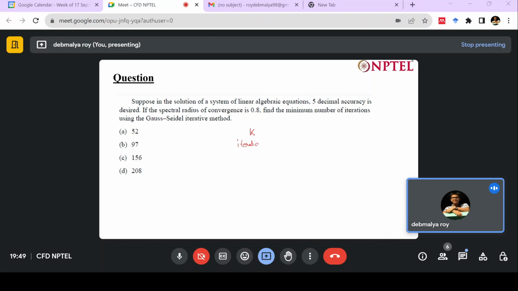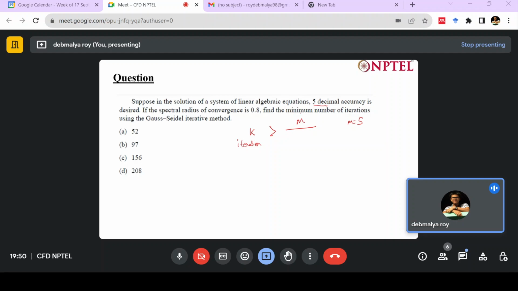This is the iteration number, and this is greater than our m. M is the order of accuracy. For example, if we want up to 2 decimal places, then m will be 2. If you want up to 10 decimal places, then m is 10. So here it is given as 5 decimal places, so m is 5. M is equal to 5, which is 6. So this is the accuracy that is required.